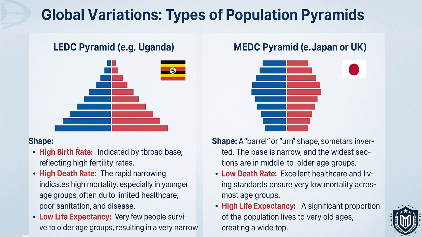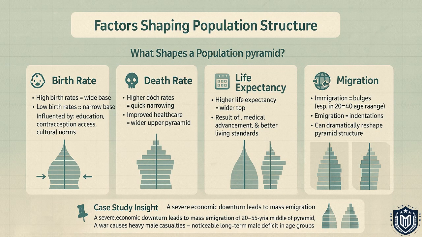By comparing these shapes, we can understand how economic development influences population structure, and how population structure, in turn, shapes national priorities. Population pyramids aren't static. They evolve over time, shaped by powerful demographic forces. Let's begin with birth rate.